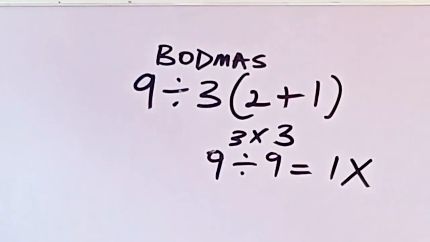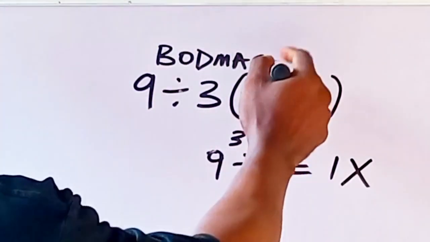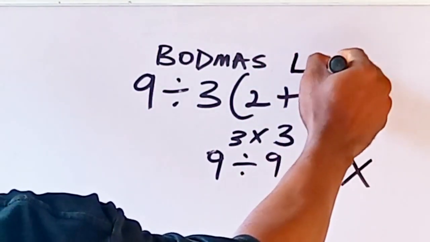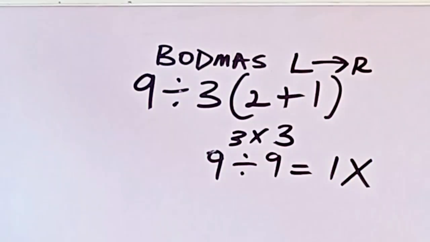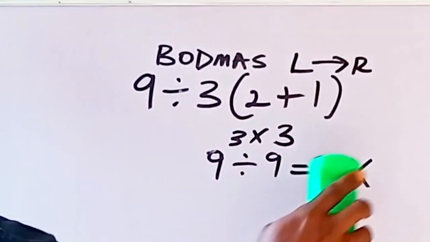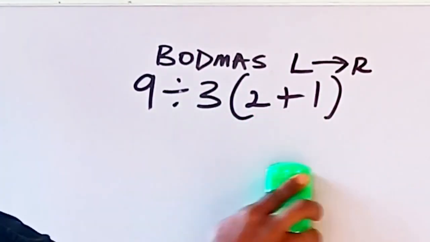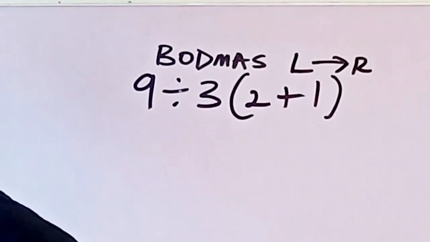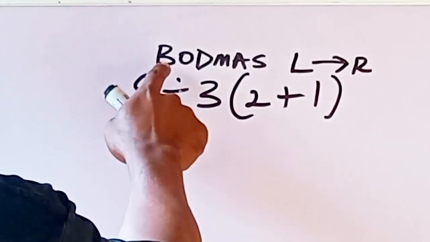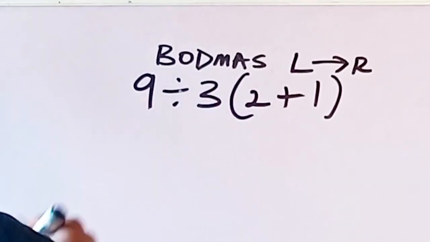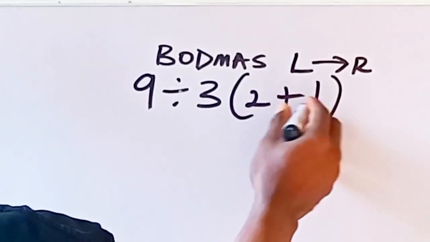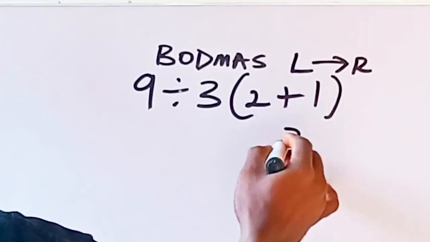So if you are solving with this rule, the rule states that we are to solve this equation from left to right. Now, if we solve this equation from left to right, we are going to solve the bracket first. So if we deal with the bracket first, 2 plus 1 will give us 3.